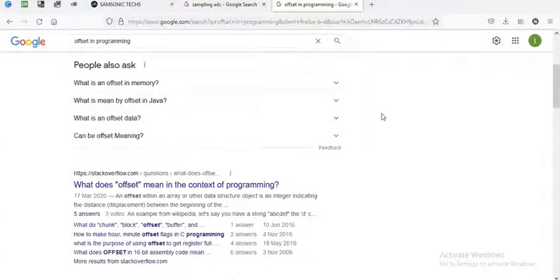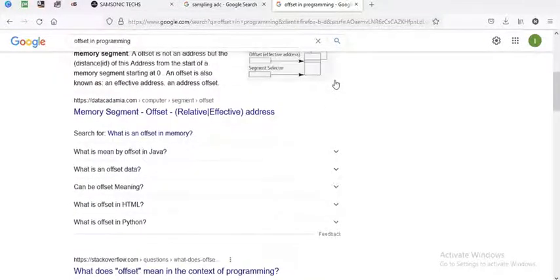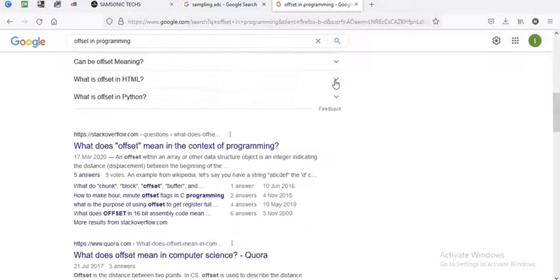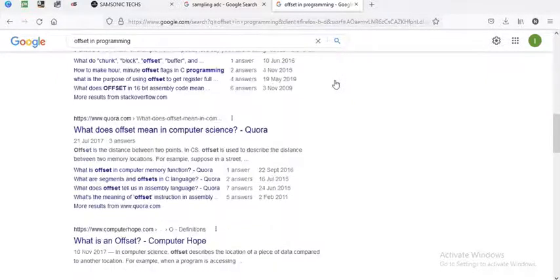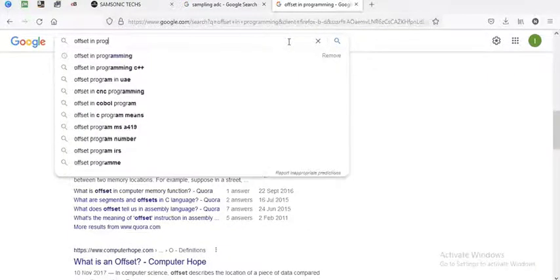So what is an offset in memory? The offset is the second part of a logical address that permits to locate an address inside a memory segment. Look at address starts from a memory segment starting at 0. An offset is also known as an effective address. That's when we are talking about offsetting address or offsetting in programming. So that's just something added, just as I said.